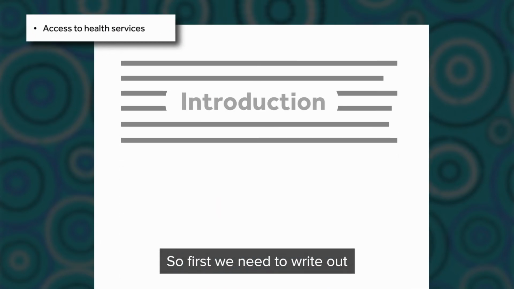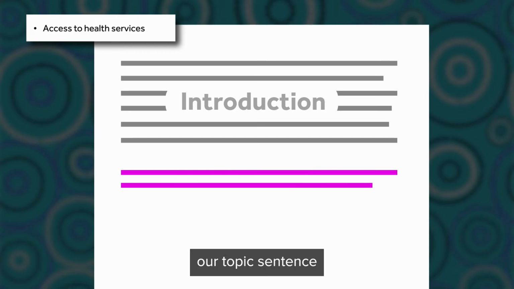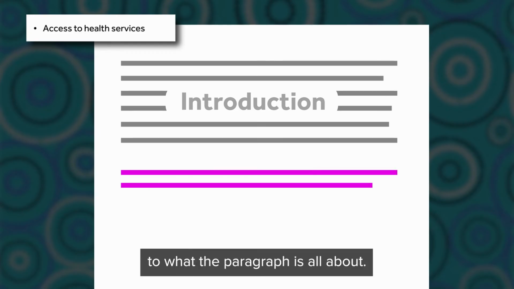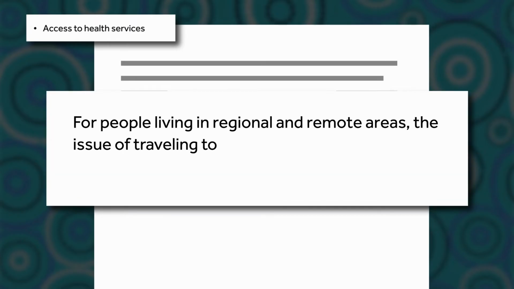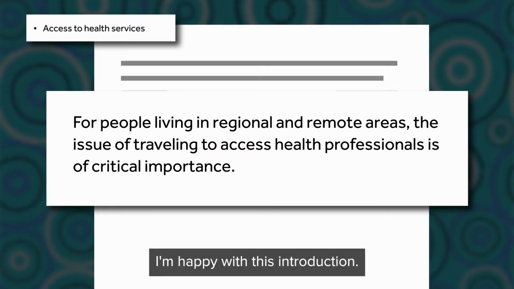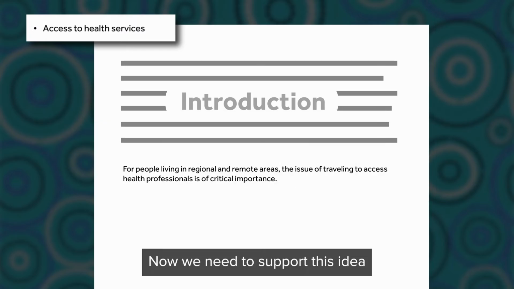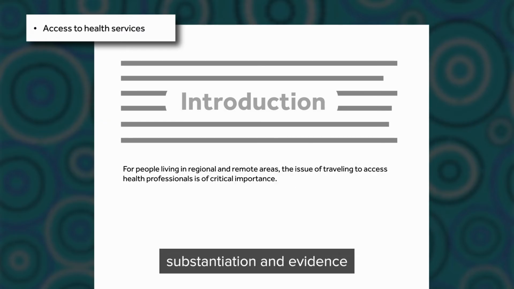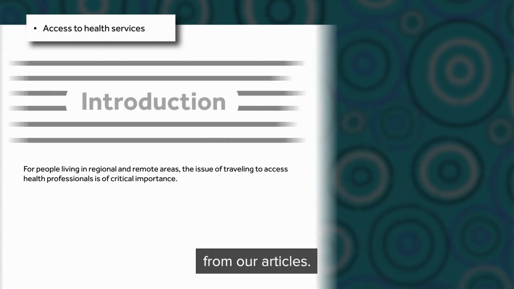So first, we need to write out our topic sentence introducing our reader to what the paragraph is all about. For people living in regional and remote areas, the issue of travelling to access health professionals is of critical importance. I'm happy with this introduction. Now we need to support this idea by providing substantiation and evidence from our articles.